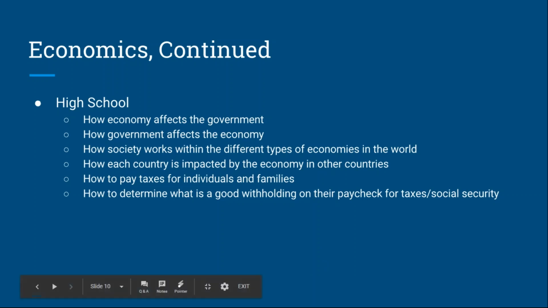Also, by the time a child reaches high school, they should learn how to figure taxes for individuals and families. You should be having discussions about how to determine what amount is a good withholding on their paycheck for taxes. Once they hit high school, they should be having jobs of their own, whether it's through the family or friends or through the community, but they need to be working and getting experience in the work world.